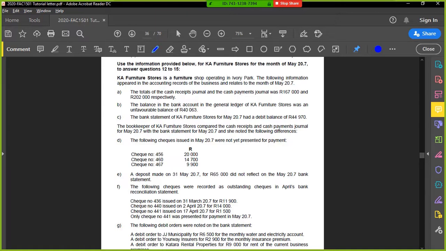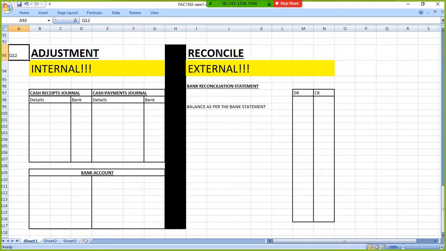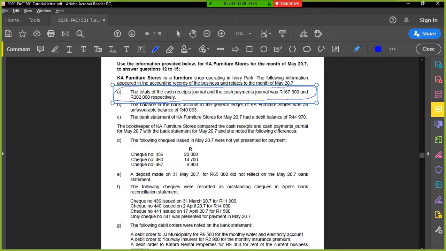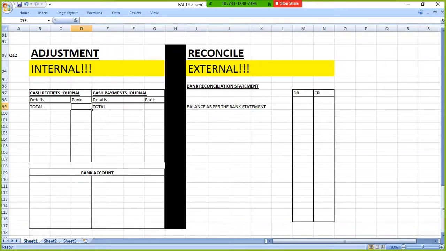What do you see at the beginning? What is this? Cash receipts journal and cash payments journal. So where are you going to put that? In our records. Good. This is something to start with. You have to start with something. You can't start with nothing, right? Okay, so totals. Cash receipts, how much? Cash receipts, 167,202. Agree? Yes. Cash payments. Agree? Yes. Okay, next.